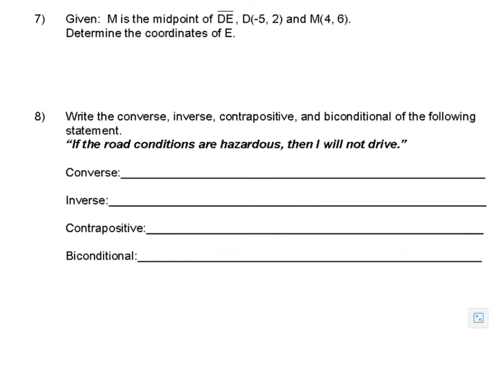Okay, number 7. M is the midpoint of DE. D is negative 5, 2, and M is 4, 6. Determine the coordinates of E. Remember, this is: multiply the midpoint by 2, subtract the endpoint.